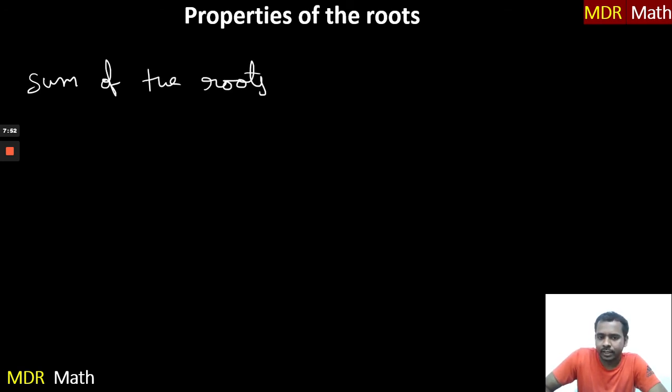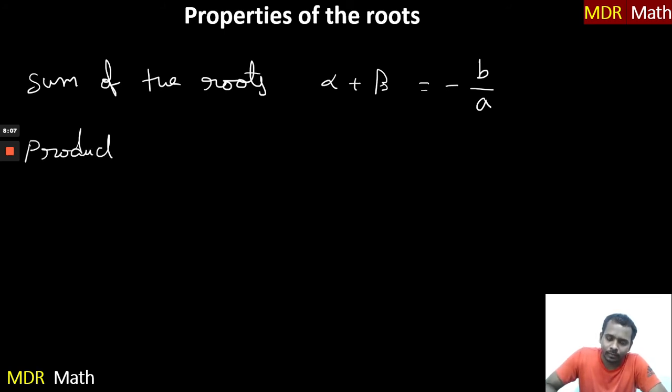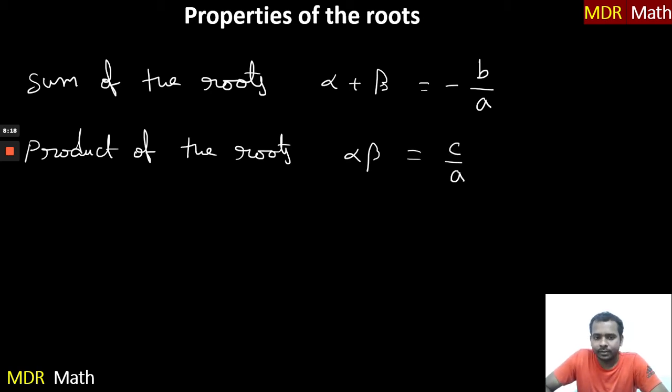So the sum of the roots, that is alpha plus beta, on adding alpha and beta, what do you see? Minus b by 2a plus minus b by 2a, that is minus b by a, right? And the product of the roots, that is alpha into beta, is equal to c by a. So when you multiply the given two roots, then you will get c by a.